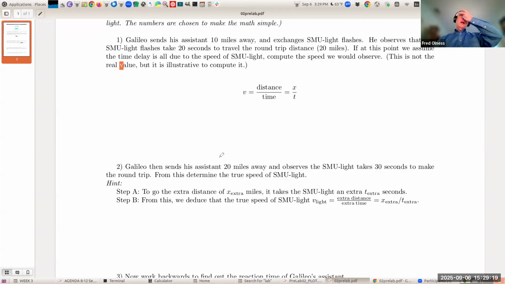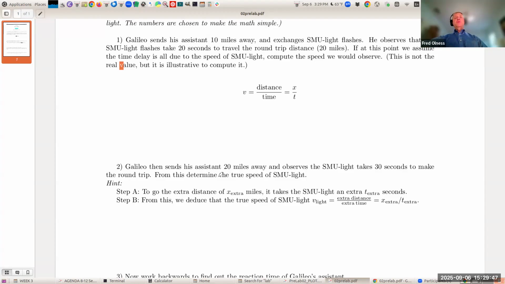The Earth at the equator is about 25,000 miles around. So light will go around the equator something over 7 times in 1 second. So you can see that Galileo had the right idea, the right experiment. He was doing the right thing, but he just didn't have the precision to measure that. But I've made up this SMU light that has easier numbers, so we're going to work it out.